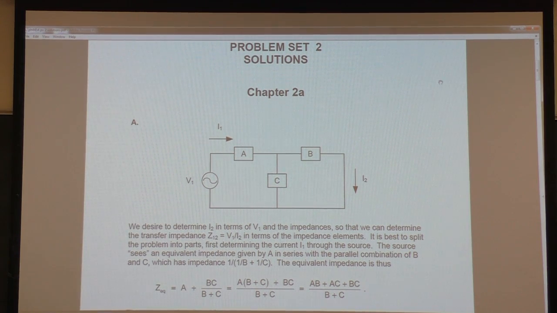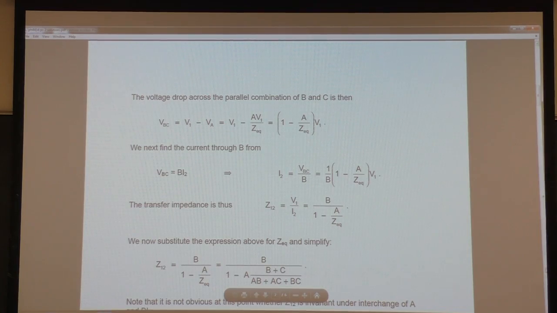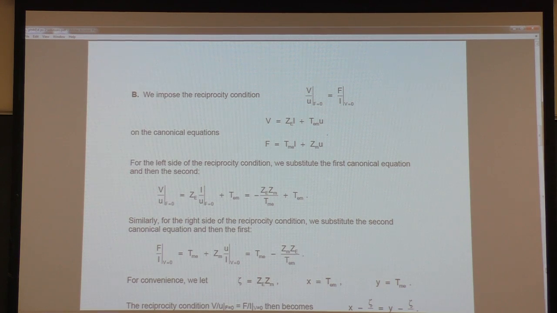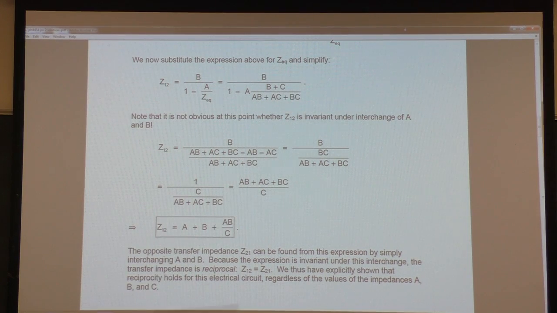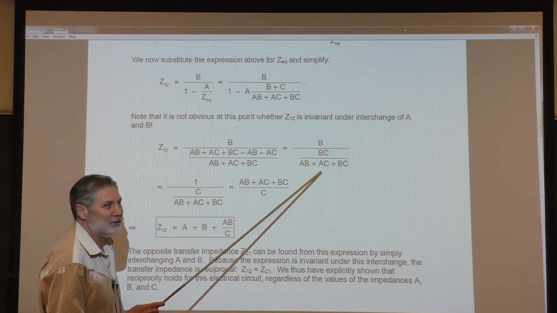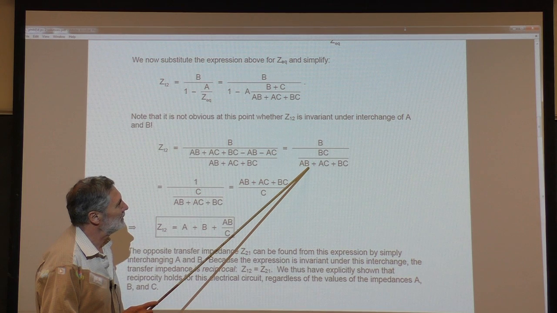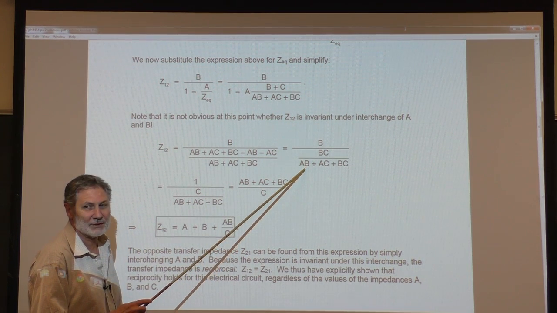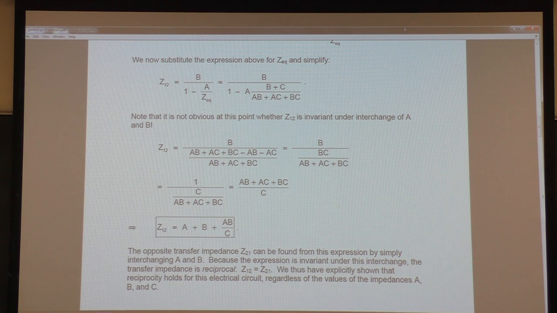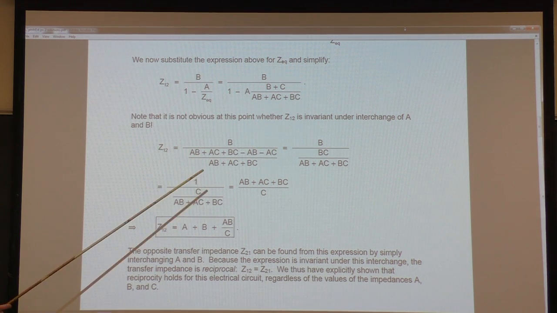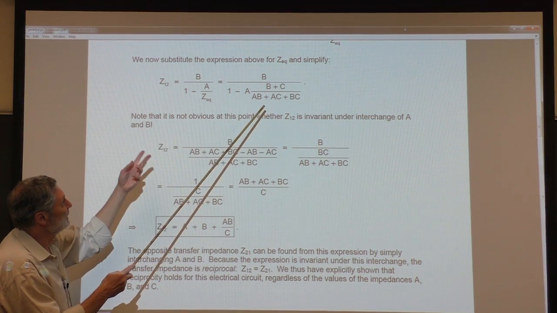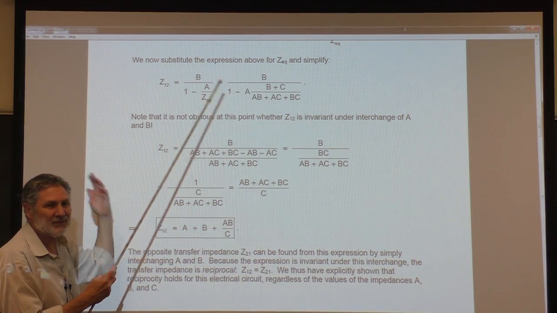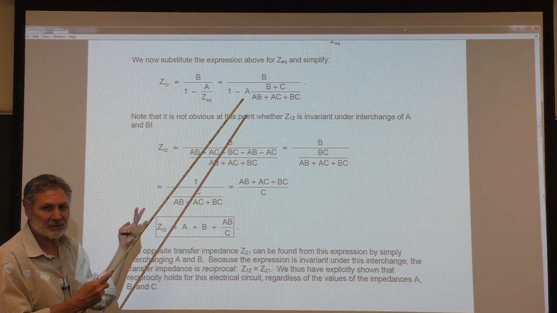So I want you to look at this expression that we have here. Is it obvious that it is invariant under interchange of A and B? Do you think if you interchange A and B, you're going to get the same expression? It's not obvious. Okay, so, but what is obvious is we should simplify this. So here's the expression. It's not obvious that when you interchange A and B that you get the same value. Physicists call that invariant under interchange of A and B, okay?